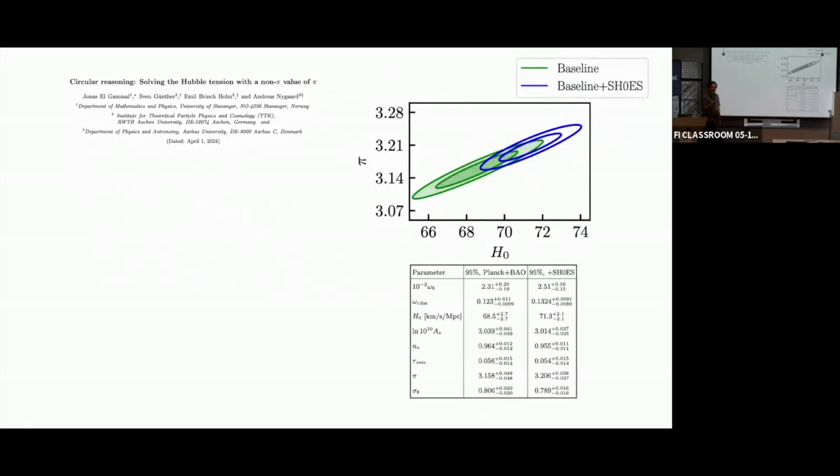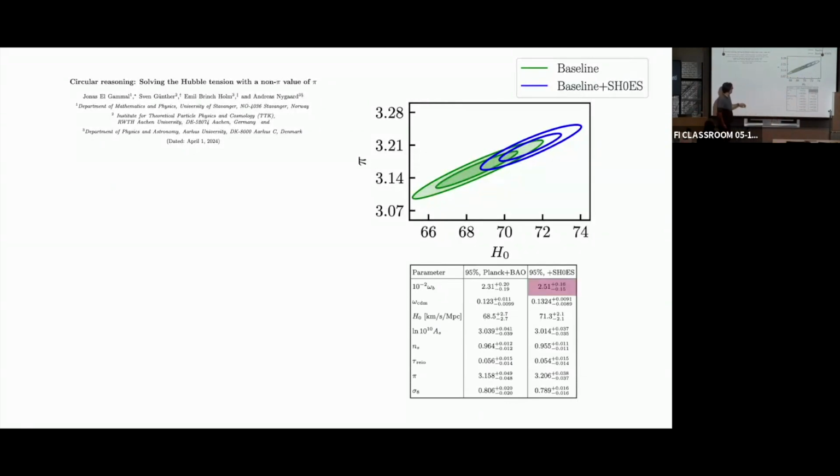But they were not careful. If you actually go into their data and their fit, you see that they have an extracted value of the amount of baryonic energy density in the universe of 0.025.